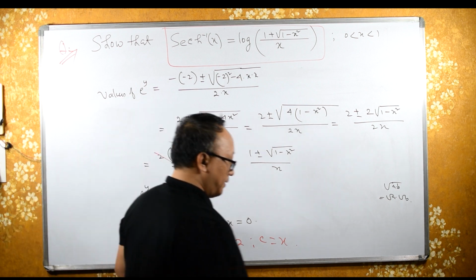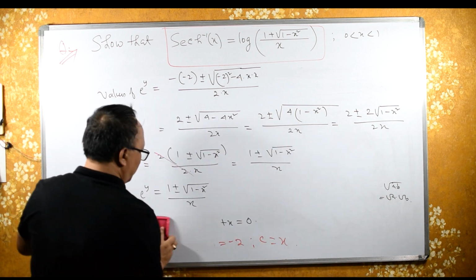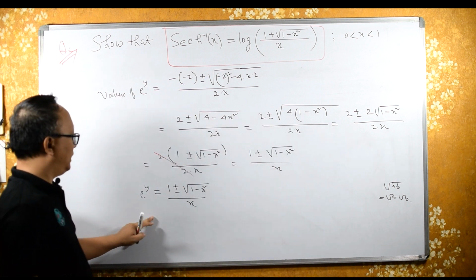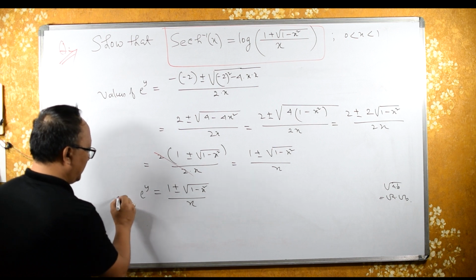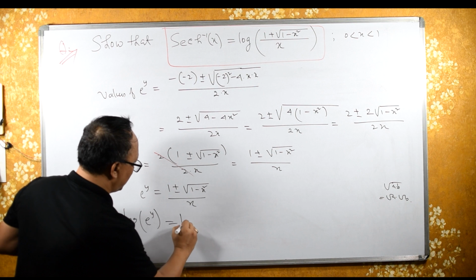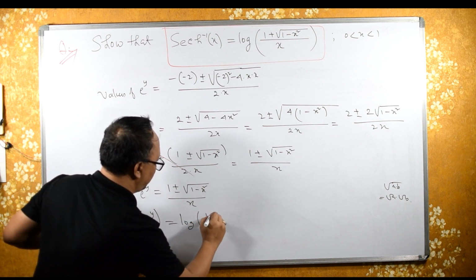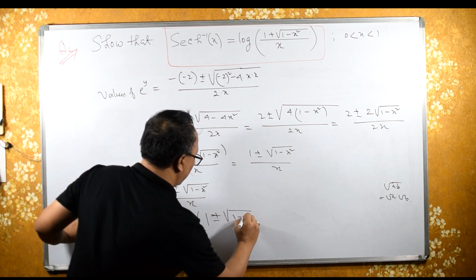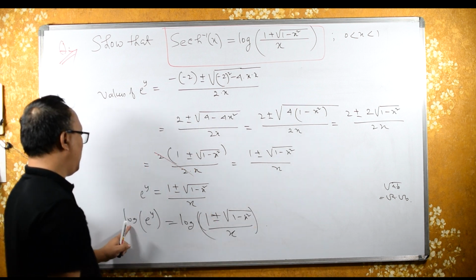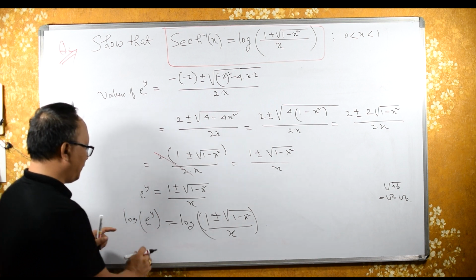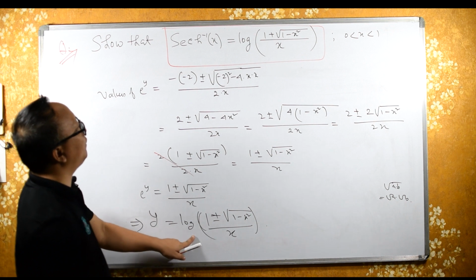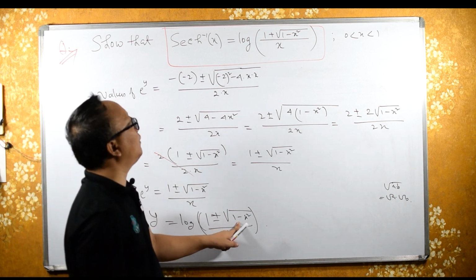Now we need to find the values of y. Our aim is to find y, therefore let's take log on both sides. Log of e raised to y equals log of (1 plus minus square root of 1 minus x square) upon x. Log and e get cancelled, so we have only y, which equals log of (1 plus minus square root of 1 minus x square) upon x.